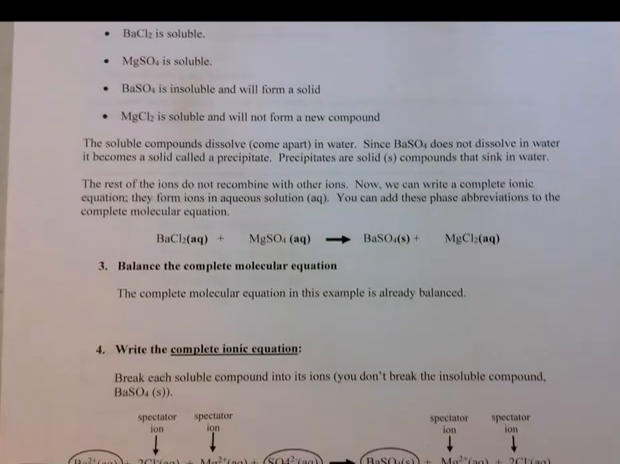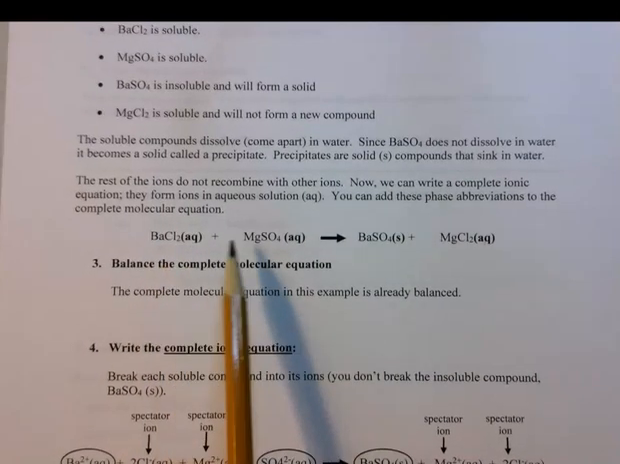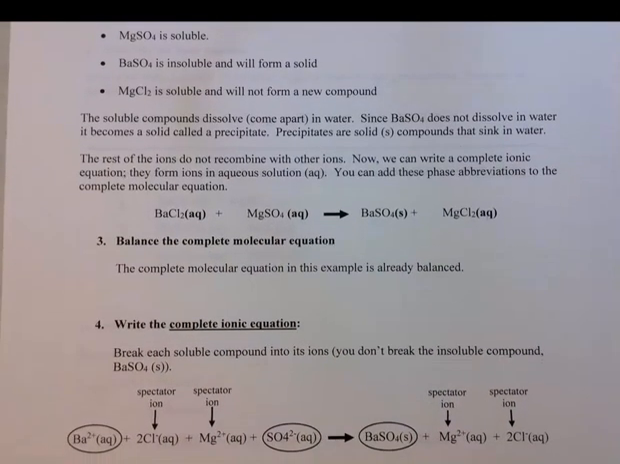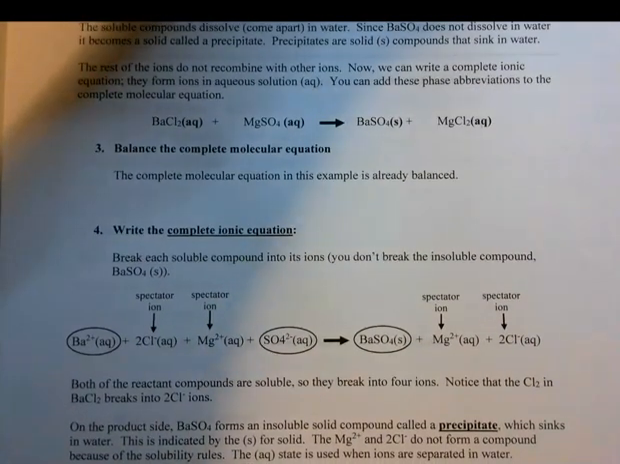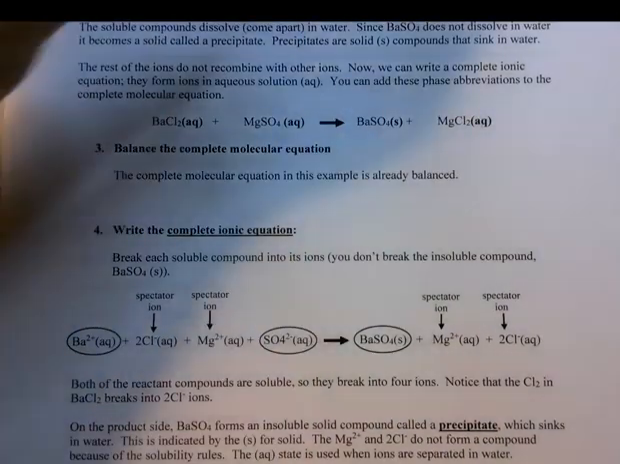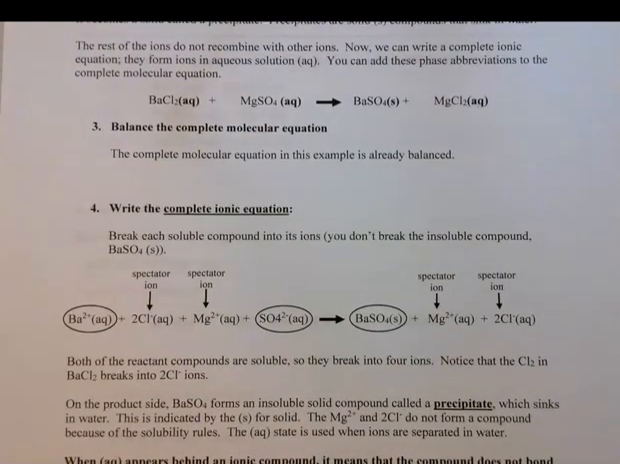Okay, the next step is, once you have this, you balance the complete molecular equation. So it's already balanced. If you check this out, everything balances out. So we're in luck there. You don't need to do anything further for that. Next is step 4. And step 4 is you write the complete ionic equation. That's the second of the 3 equations that you're going to write, and it's the longest one.